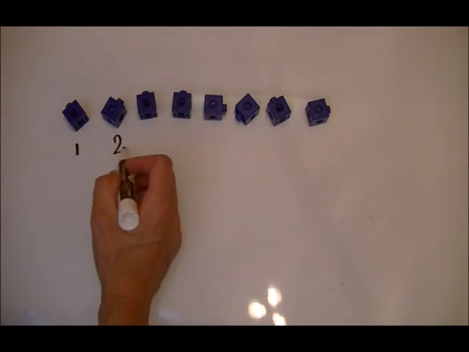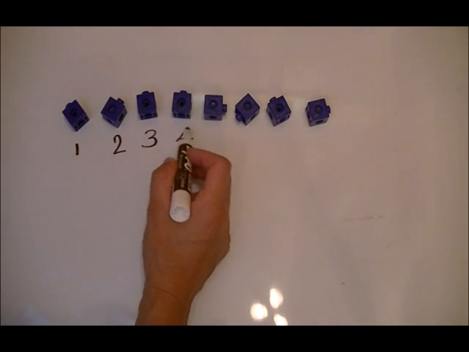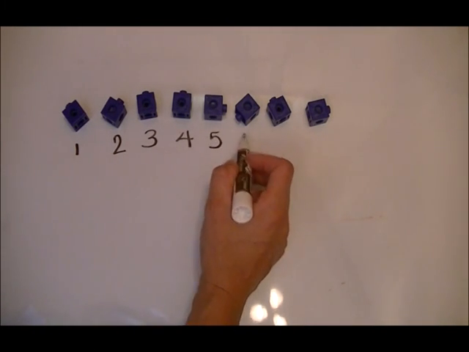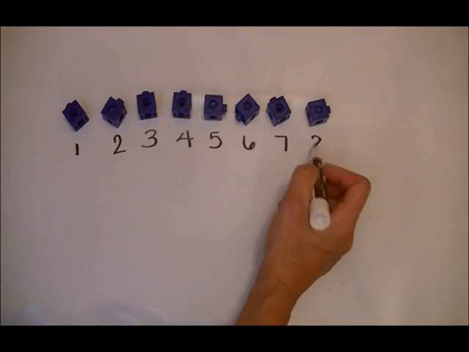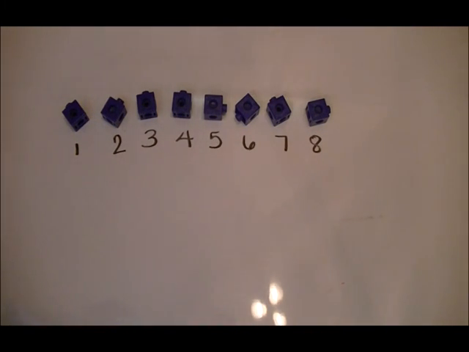I want you to look at these little cubes and count them and tell me how many there are. So we've got 1, 2, 3, 4, 5, 6, 7. You've got 8 cubes.